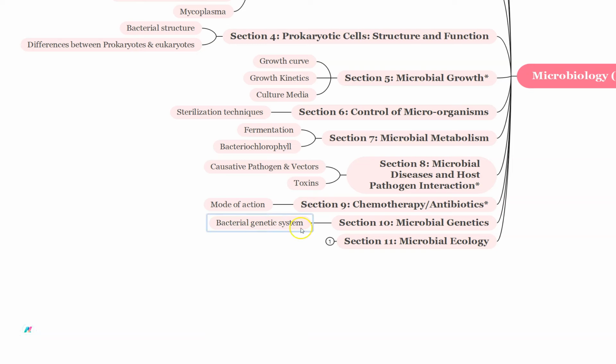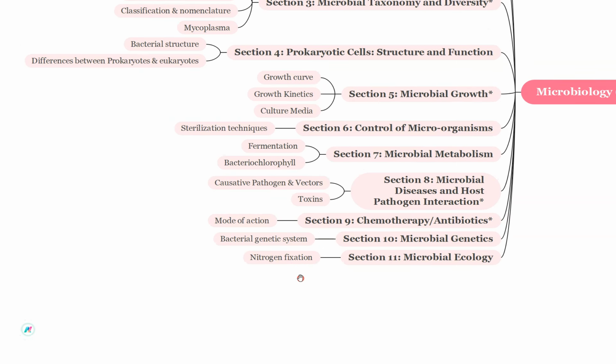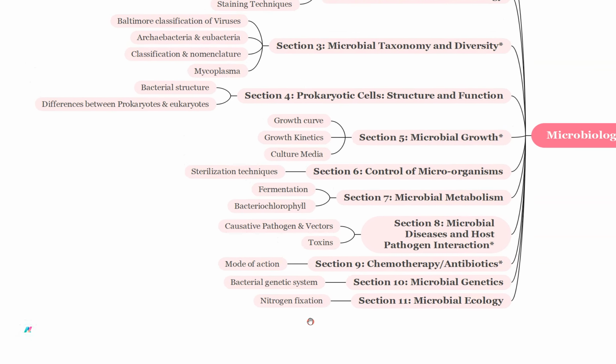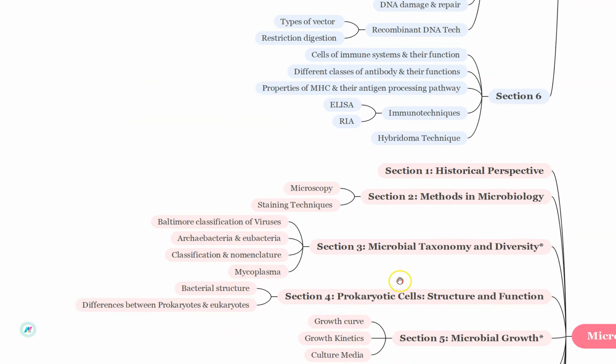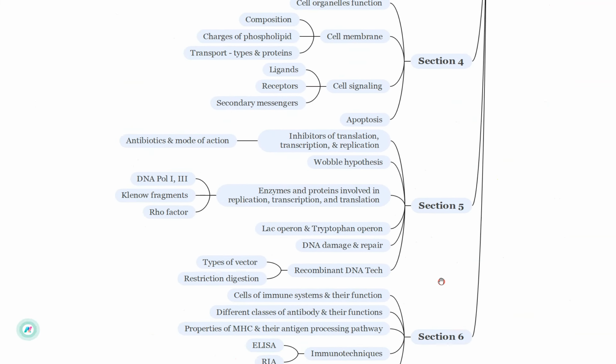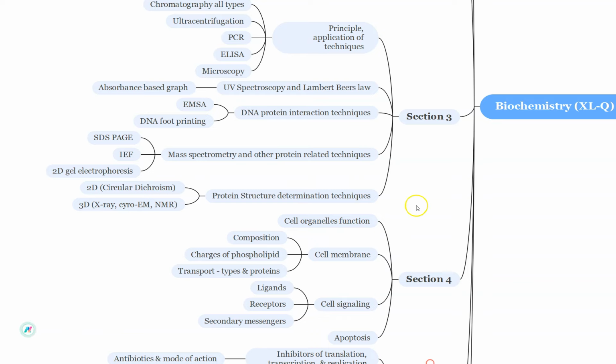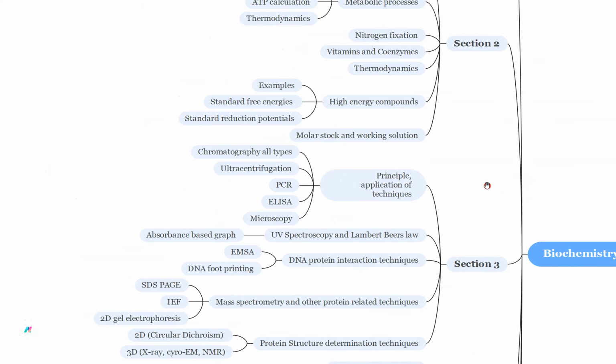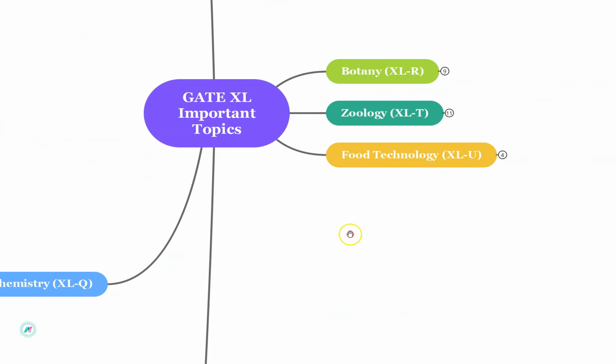From microbial genetics, yes, the entire bacterial genetic system, which involves transformation, conjugation, transduction, recombination, then plasmid, transposons, all these concepts must be clear. And from microbial ecology, study the nitrogen fixation. As you can see, I mentioned to you many topics are common. Like nitrogen fixation, you had studied in biochemistry also under the second unit. So like that, you will find many topics which are actually common.